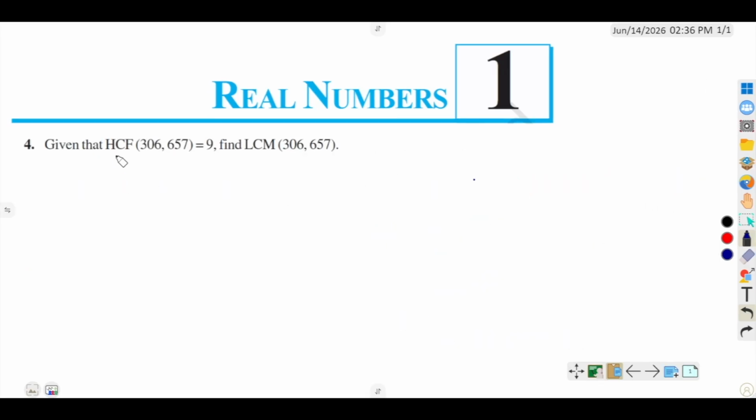Let's quickly jump on to number 4. It is given that the HCF of 306 and 657 is 9, and you need to find the LCM of these two numbers. So we already proved that the product of the numbers is equal to the product of their LCM and HCF when two numbers are given. Remember, only two numbers, okay? So here the numbers are 306 and 657. HCF is given as 9. We have to find the LCM, okay?